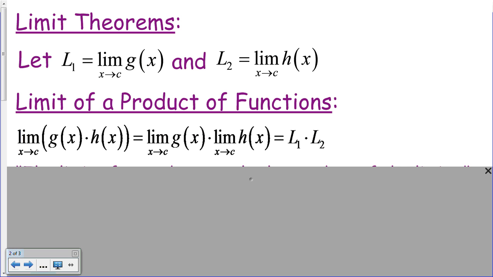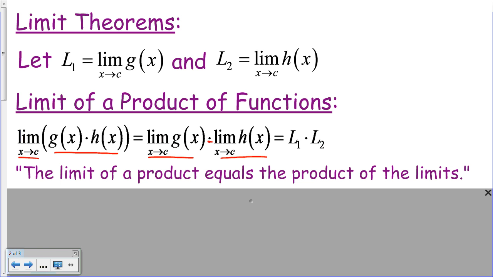So notice what we were able to do there. We were able to take the limit of this product of h times g and rewrite that as the product of the limits of h and g. Another way that we could read this off, and we'll use this verbiage several times with these properties, is: the limit of a product equals the product of the limits. It's a nice way to remember that.